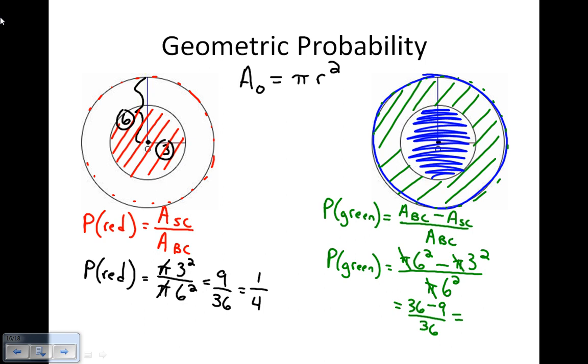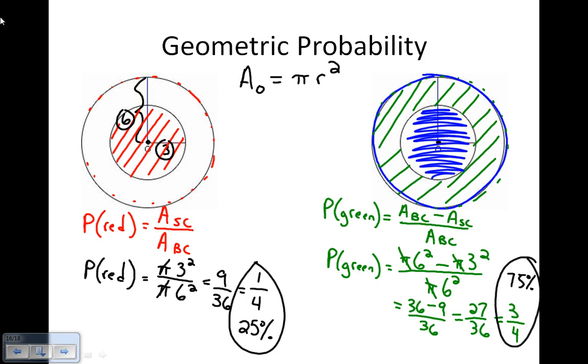That's going to equal 27 over 36. And we can reduce that a little bit more, and it's going to be 3/4. So the odds that it hits the red are 1/4 or 25%. The odds that it hits the green is 3/4 or 75%.